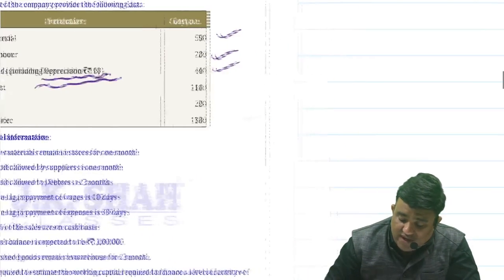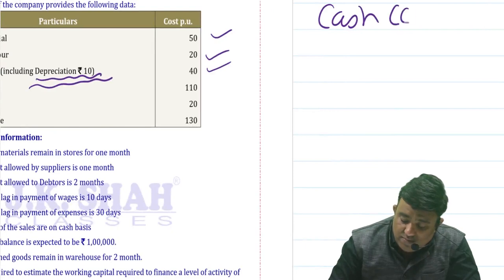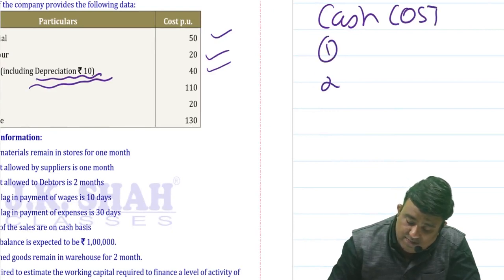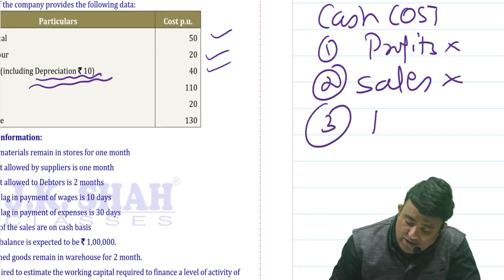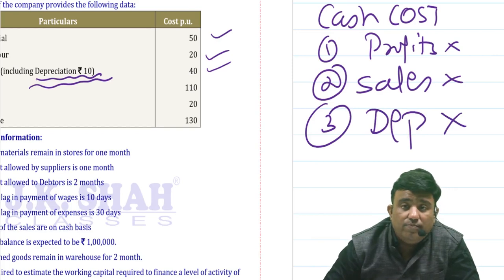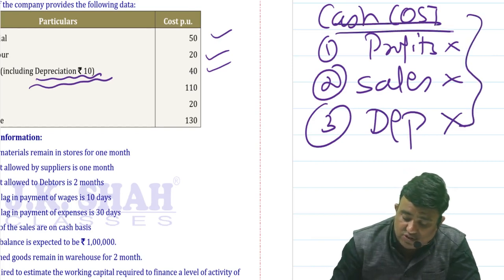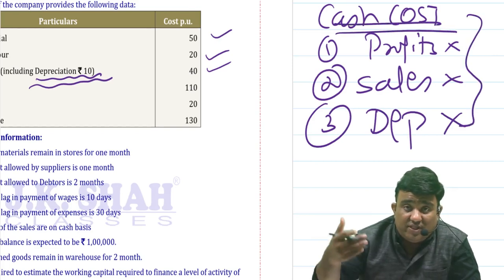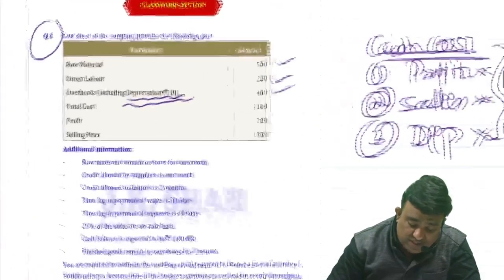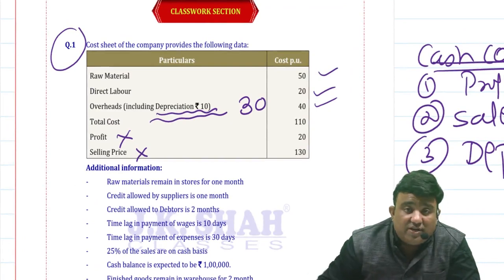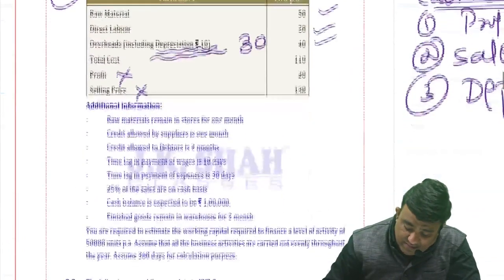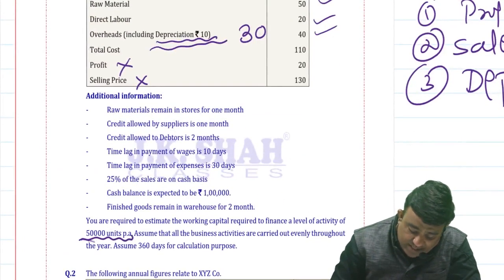When we talk about the cash cost method, student, keeping in mind, we ignore three things: no profits, no sales, and no depreciation. We ignore these as far as the cash cost method is concerned, and by default, the method is always cash cost. In this example, we will ignore profit, selling price, and depreciation. So overheads will be 30 rupees per unit, and all these three will be multiplied with the number of units, which is 50,000 a year.